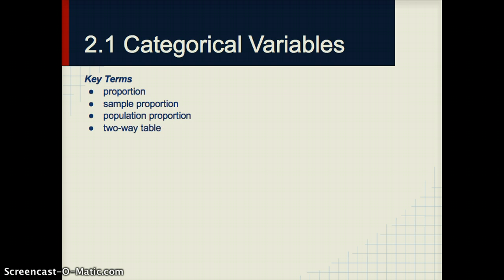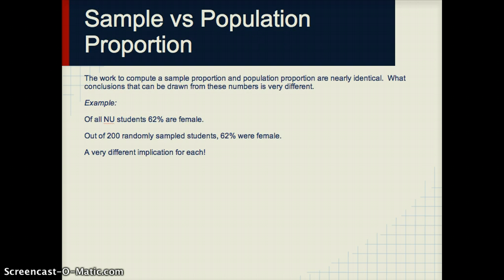2.1, categorical variables. Key terms, there they are. The ones I would like to focus on are sample proportion and population proportion. Computationally, they are identical, but the way we use them is where the difference is.